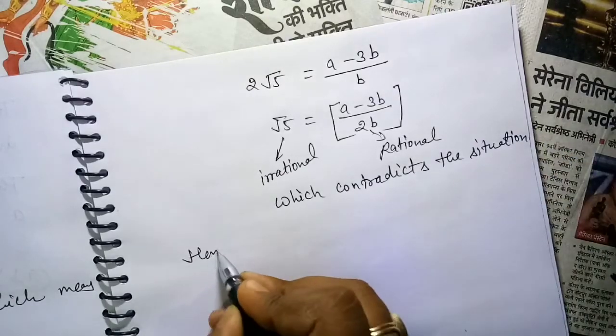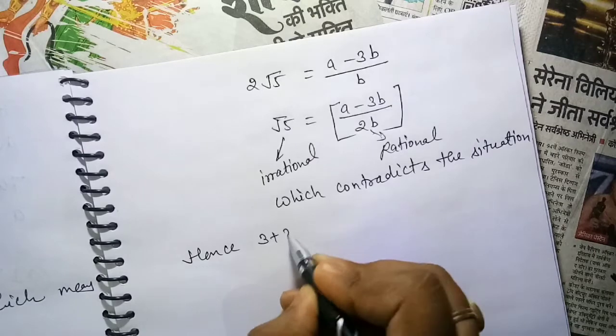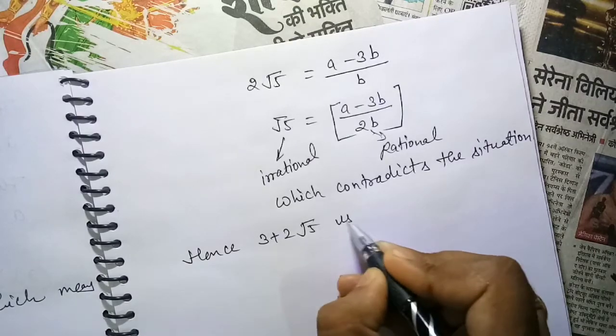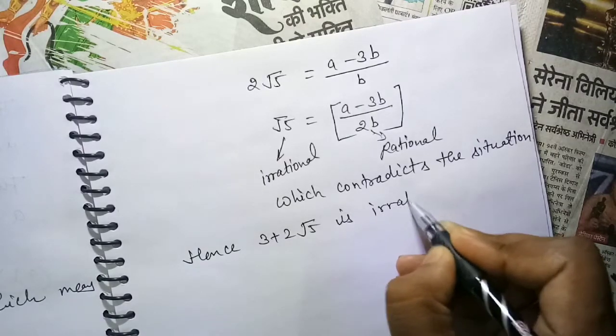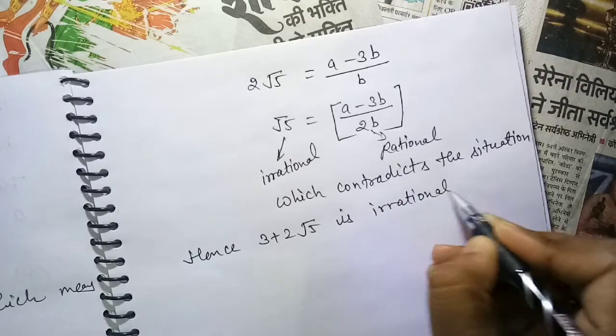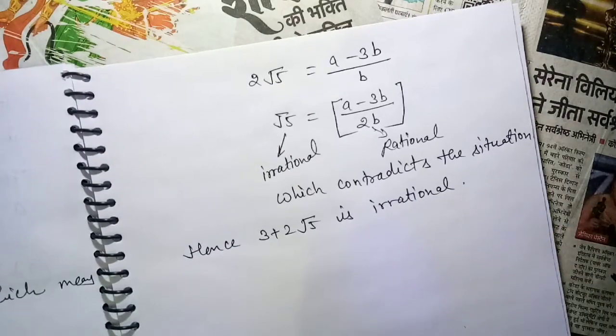Hence 3 plus 2√5 is irrational. Okay, clear.